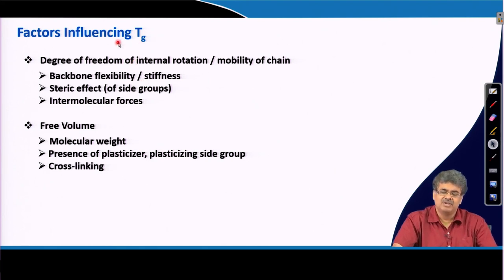Now, looking at the polymer structure, we can find there are different factors which influence the value of Tg. As you can intuitively guess, if the backbone structure is more stiff, obviously the mobility or the tendency to rearrange themselves will be lower, hence the Tg will be higher. If the steric effect is higher, the probability of rotation around the single bond will come down, so Tg will be higher. If the intermolecular force is higher, again the chains will not be able to rotate freely, so the Tg will be higher. Similarly, factors which increase the free volume, like reducing the molecular weight, adding a plasticizer molecule, or long chain side groups, influence the free volume and so influence the value of Tg.